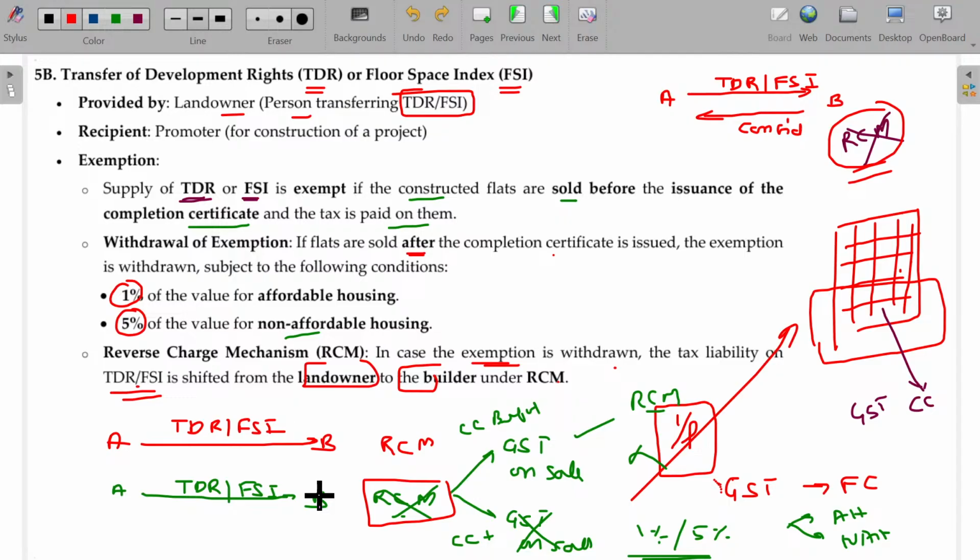But if you say, sir, I don't want to pay the RCM, I am anyhow going to pay the GST at the time of selling the flats. Okay, you are allowed to escape. But you are exempted later on. If you are not paying the GST on sale, it is a violation now. In that case, either 1% or 5% will be payable depending upon the house nature, whether it is affordable or non-affordable houses. Is that clear?